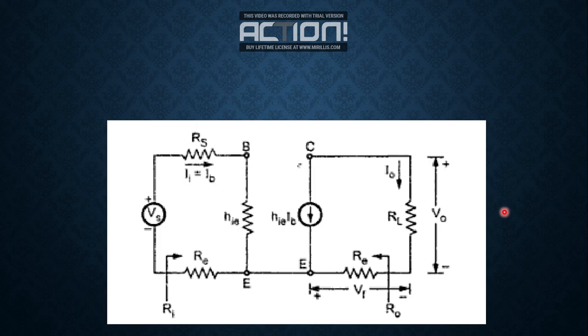Next up, they have represented the circuit by H parameters. This is an easier one because they have just replaced the transistor by means of H parameters. That's it. The voltage V0 is the output voltage that we are going to measure. Vf is the voltage across the feedback. Ri is the input resistance. Ro is the output resistance. RL is the load resistance. Here HFE into IB is the current source that we are using in the hybrid model. So input current is IB, output current is I0.